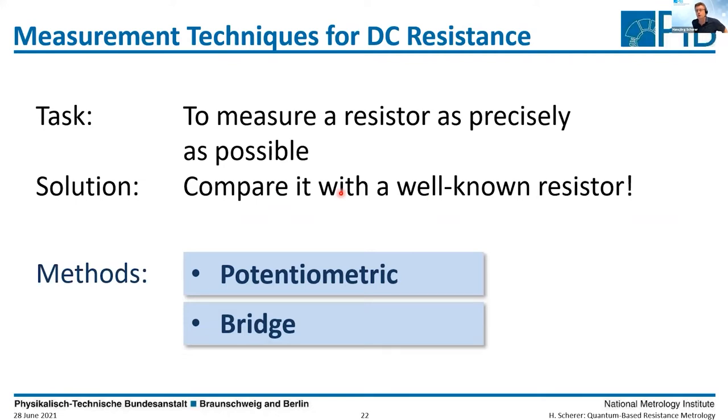I now come to explaining a bit the concepts of measurement techniques for DC resistance. The task that you will face as a metrologist is to measure a resistor as precisely as possible. And how do you do it? Well, in metrology, you do that if you compare your unknown resistor with a well-known resistor. This is the golden solution for it, if you want so.